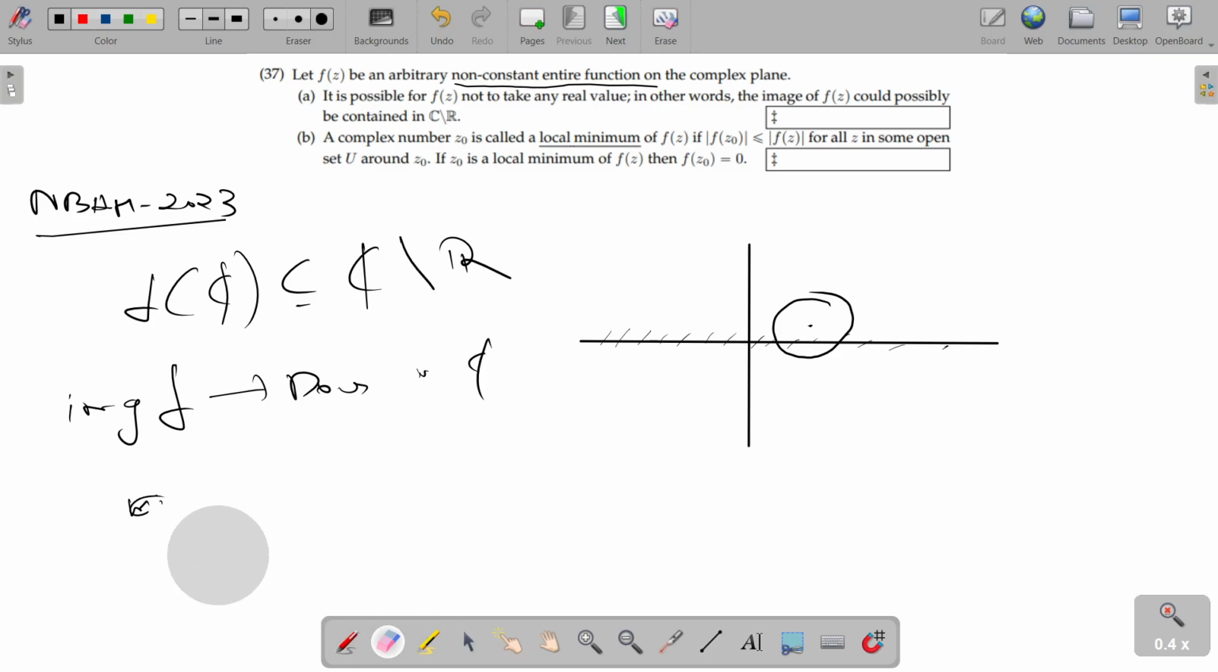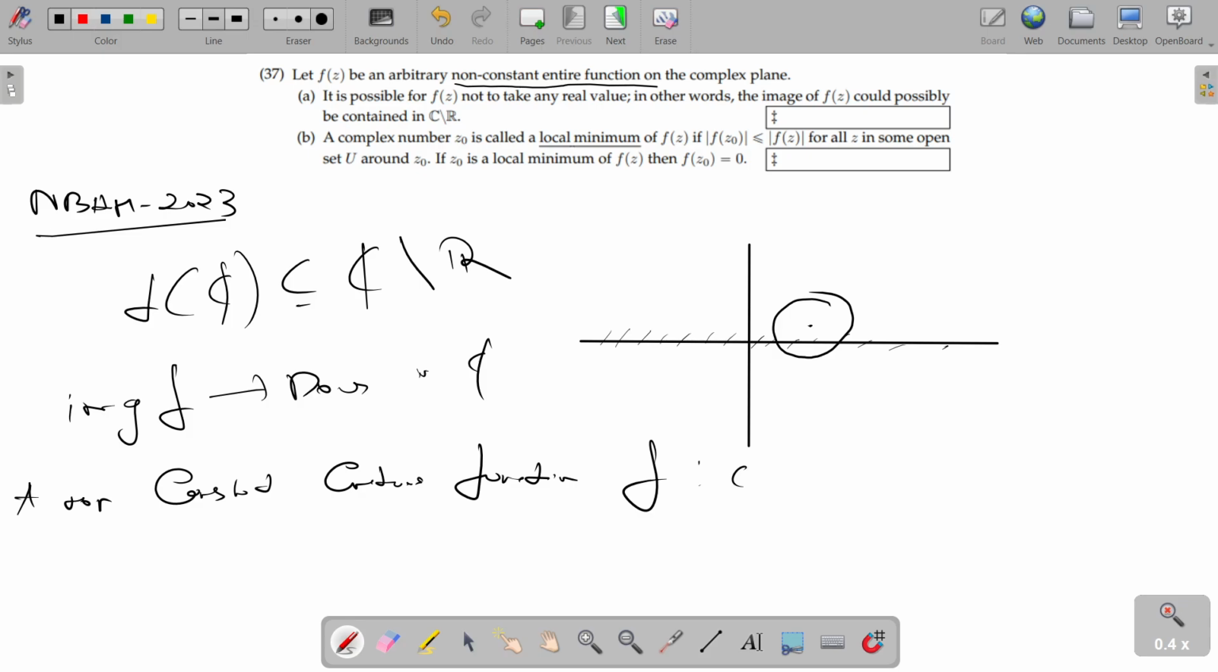So let me just write this. A non-constant entire function f misses at most 1 point. But here it is missing a bunch of points, like the whole real line. So this is not possible. So this is false.